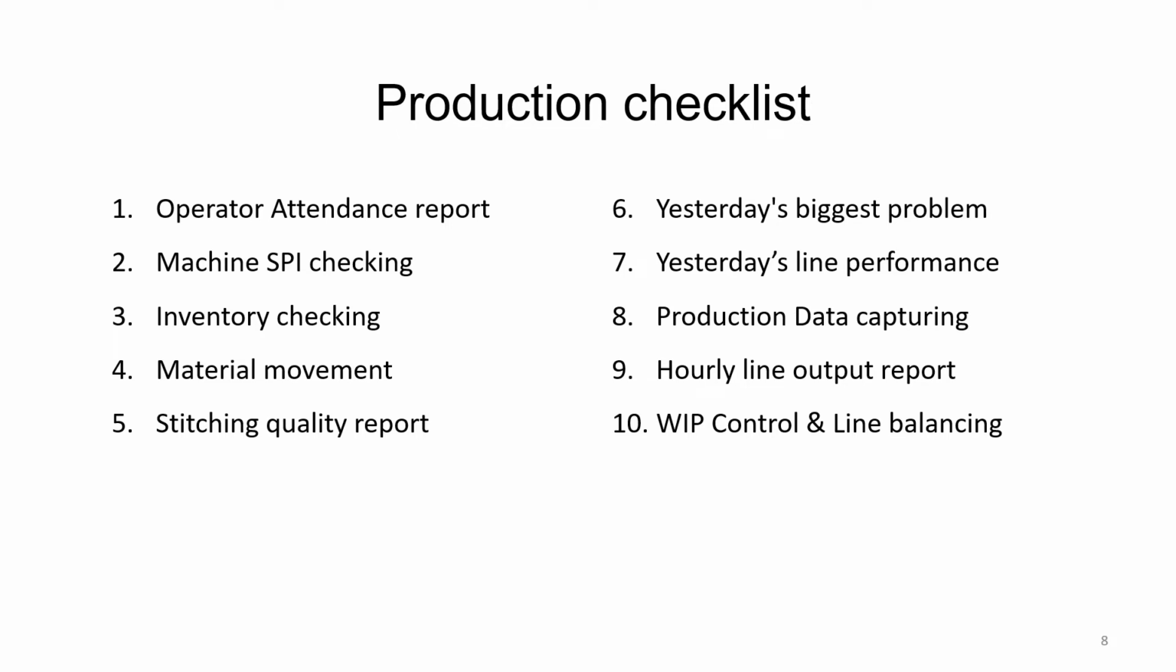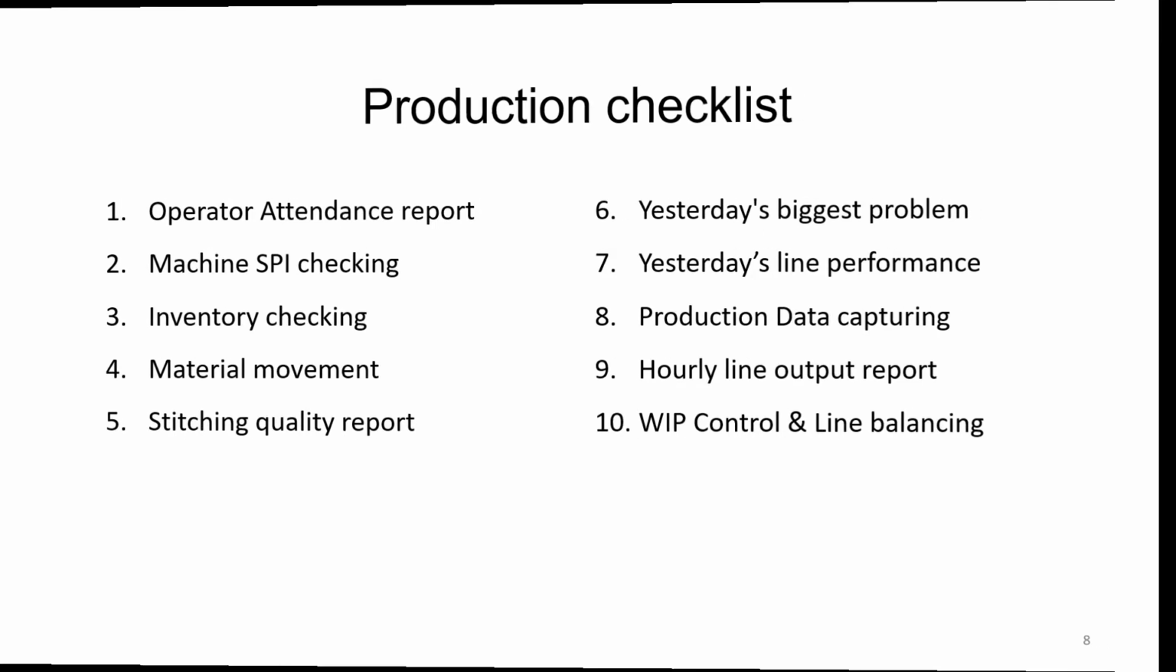And if there are bottlenecks or if there are people sitting idle, then the line has to be balanced immediately so that there is smooth flow of production and none of the operators are seen sitting idle, or none of the operators are seen having a pile of pattern pieces on their table because they're not able to cope up with the speed. So this is just a few of those checklists which are maintained by the production department.